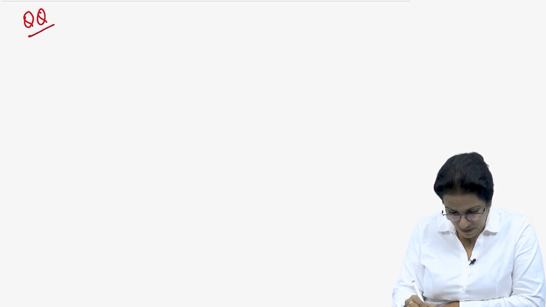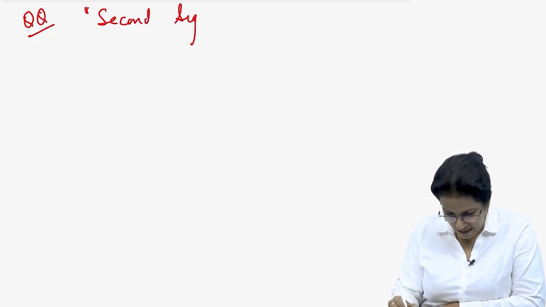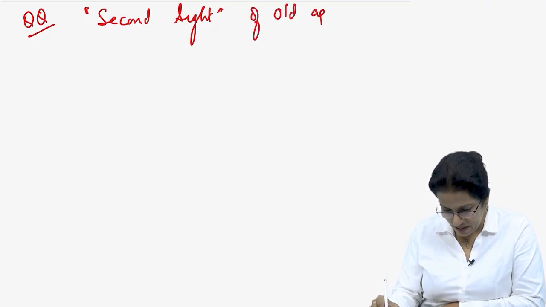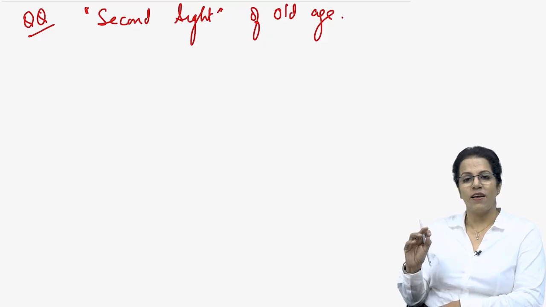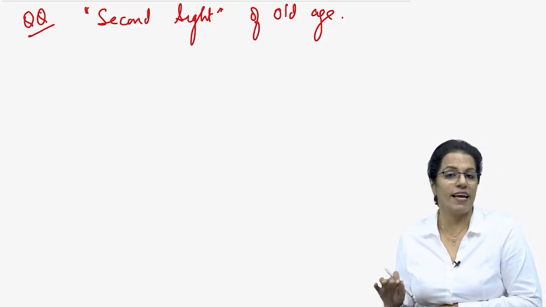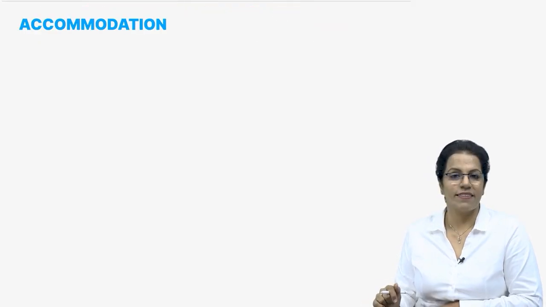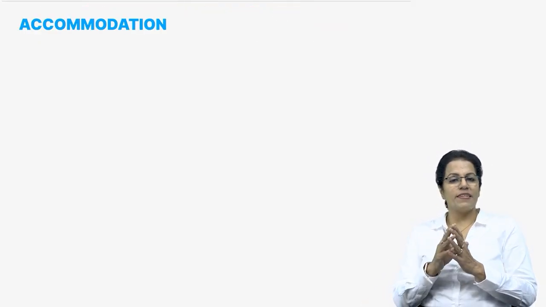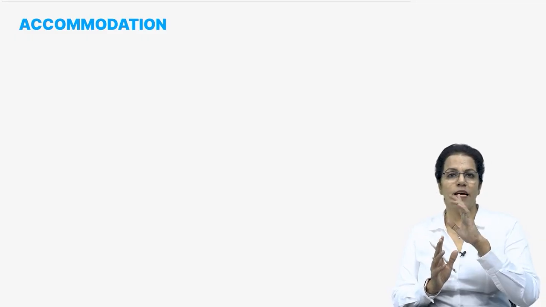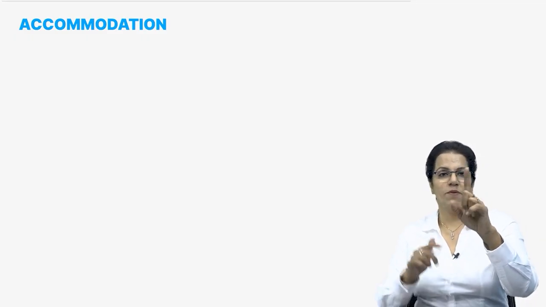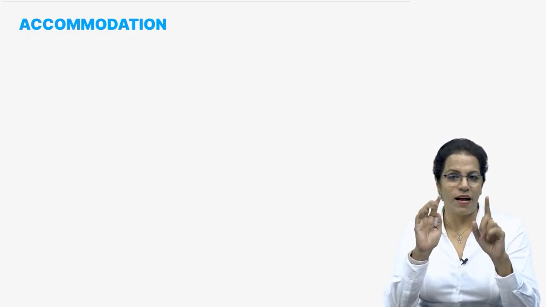Right. The next thing that they ask you from nuclear cataract, which is a repeated question, is what is second sight of old age. To understand this, we first have to understand what is accommodation. Are you all very clear? Let's listen to me first. When I am looking at the far distance, what is happening? I need less refractive power in my eye.